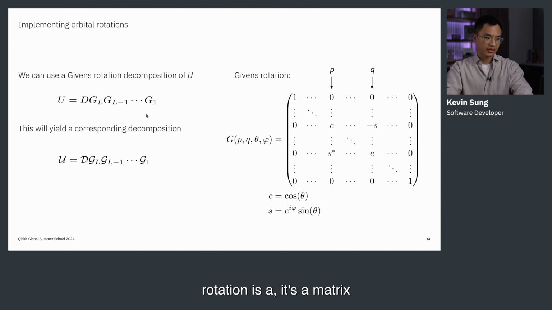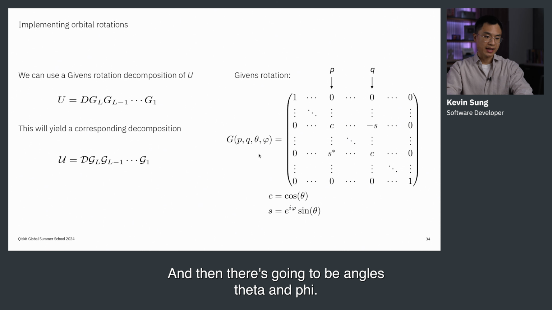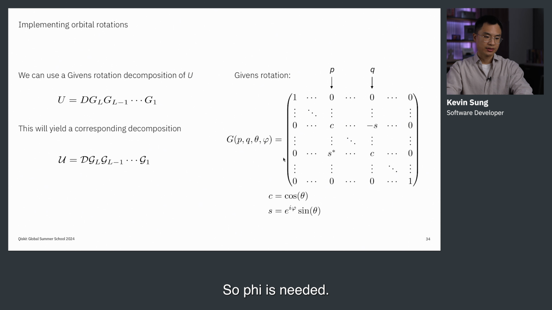Now, a Givens rotation is a matrix that is a rotation matrix in a two-dimensional subspace. So here the Givens rotation is going to be parameterized by P and Q, which are the modes that it's going to be rotating together, and then there's going to be angles, theta and phi. So phi is needed in case we need to introduce complex phases in the rotation.